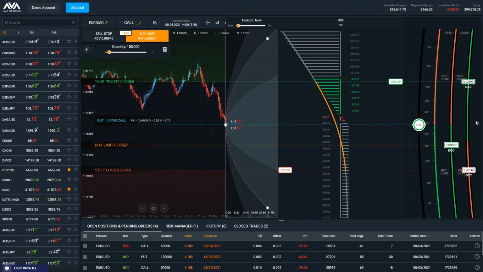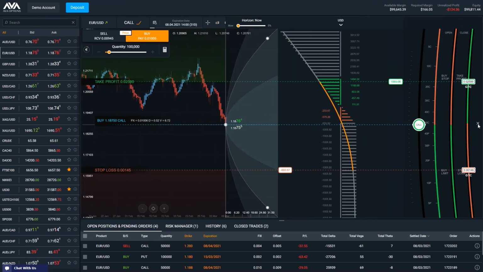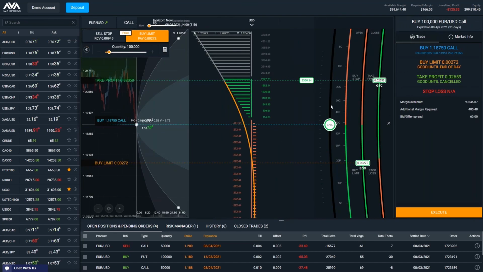Someone's asking, how do I activate those lines? You have that over here on the right side. Click the word limit and then choose what you want to enter. If it's a take profit or a stop loss or an entry, click here on the line and set the level. That's how you enter an order. Now I click buy. I'm going to buy a 118.75 call at the limit price of 0.0027, or 27 pips, with a take profit, if it's filled, at 265 pips. Execute.